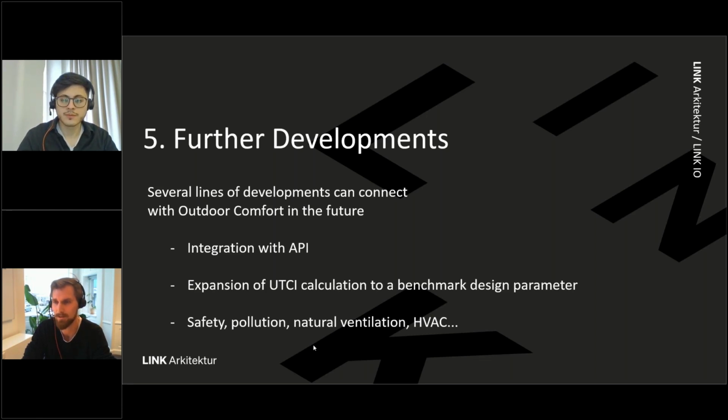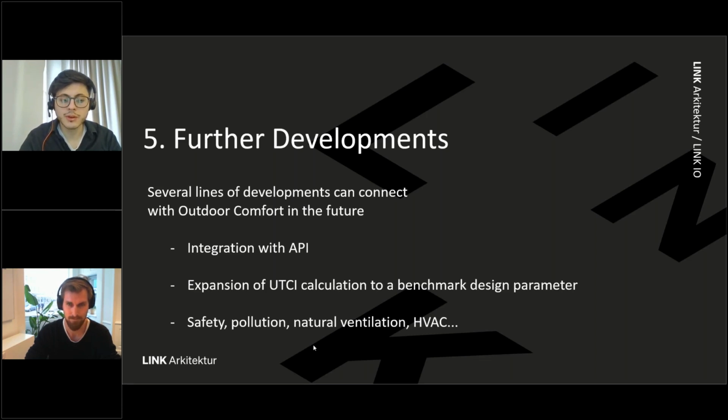Then we are looking into the expansion of the UTCI calculation. Maybe I can just quickly finish saying that we have some workflows in mind, the expansion of the UTCI, as Matthias was talking about, and also taking this as a benchmark design parameter in our processes. For example, wind analysis is becoming more relevant right now in our main markets, for example, in Scandinavian, Norway, and Denmark. And what we would like to have is also to include it in further reports into our more general projects as well.